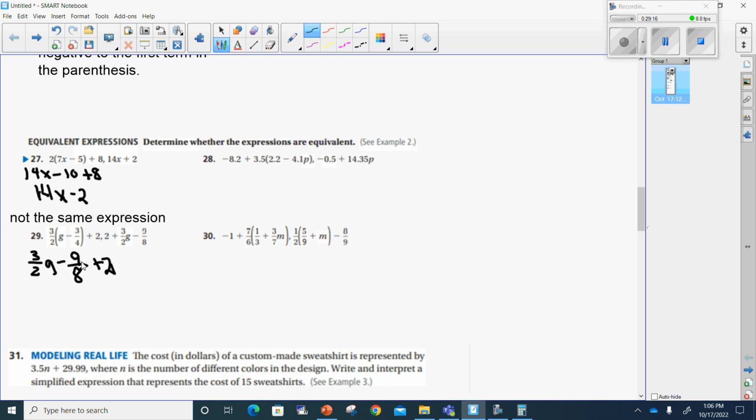I have a number here that I can combine with this. Remember, this is really negative 1 1/8, right? So this is 3 over 2g, which is really 1 1/2. Let's rewrite that as well. 1 1/2 g. And now we have negative 1 1/8. We're going to add it to 2. Well, I know negative 1 1/8 plus 2 is going to give me a positive 7 over 8.